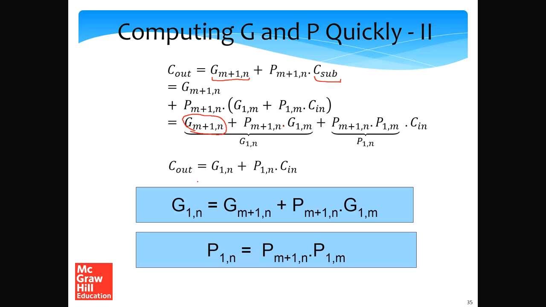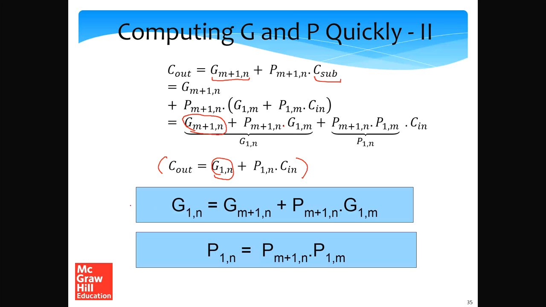That's the only two ways. So what we can write ultimately is C out = g1n + p1n · C input. The generate function for the n bit system can be represented as a function of the generate and propagate functions of the first m bits and the remaining n minus m bits.